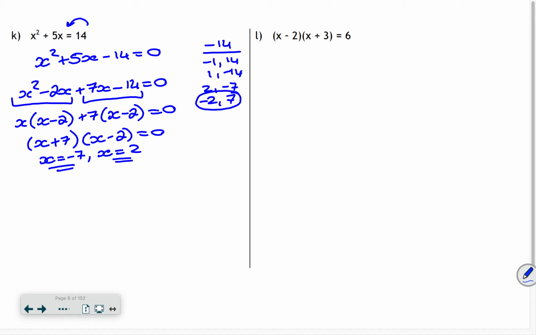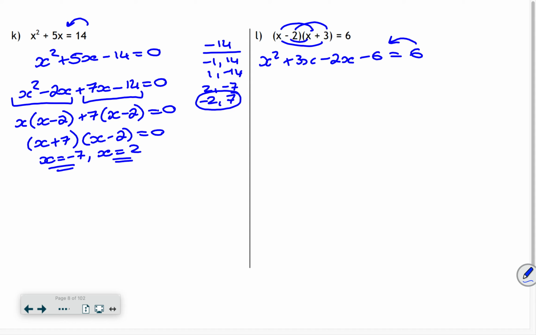The last example on this list here, you might think, oh, that's already factorised. In actual fact, it's not. It's not fully factorised because the right-hand side is not equal to 0. So what I'm going to have to do here is expand my brackets and then deal with the 6. So if I expand my brackets, let's use a little bit of FOIL. So that will be x squared plus 3x minus 2x minus 6 is equal to 6.